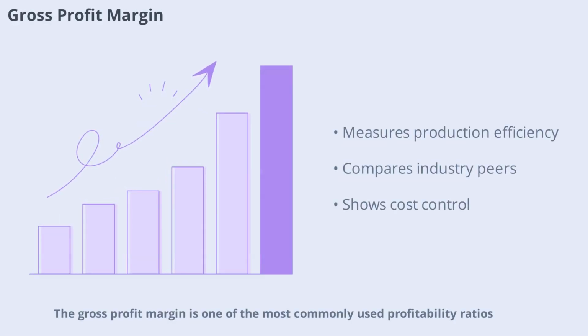Gross profit margin is one of the most commonly used profitability ratios. It measures the percentage of revenue that exceeds the cost of goods sold, COGS. In other words, it shows how efficiently a company is producing and selling its products. A higher gross profit margin indicates that a company is retaining more money from each dollar of sales to cover other expenses and profit. This ratio is especially useful for comparing companies in the same industry, as it highlights differences in production efficiency and pricing strategies.